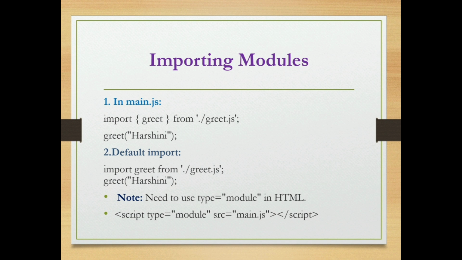Next, you can note down these 2 points: you need to use type and source in your HTML code like this. Here I am taking one simple example for that. Inside the script tag you take type as module, and also the source, which is the .js file. Here you will take the exported file name. Next we will see its execution part.